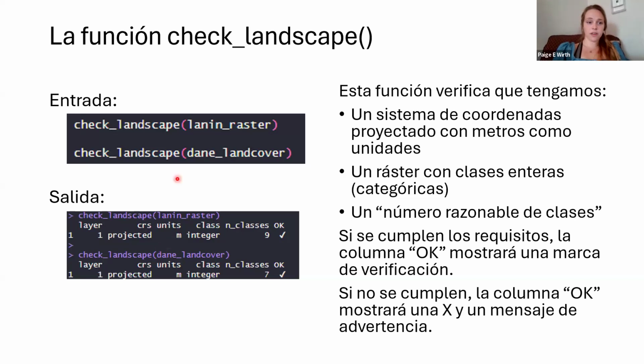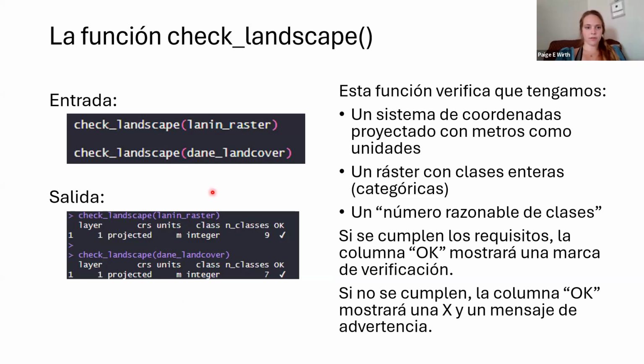It is also checking to make sure that the raster is in meters as the units, which we can see here, they both are. The class column shows that we have an integer data format, which means that every pixel on the raster has an integer value, and those integers correspond with a certain land cover type.